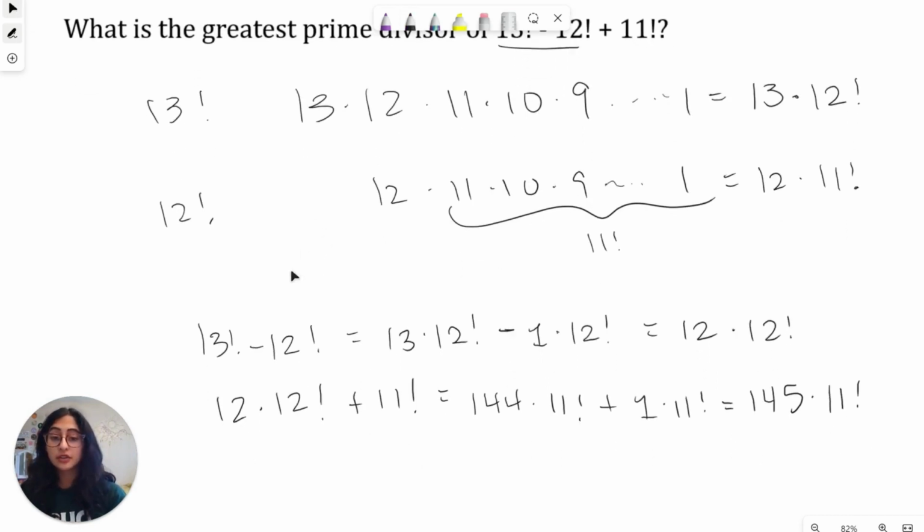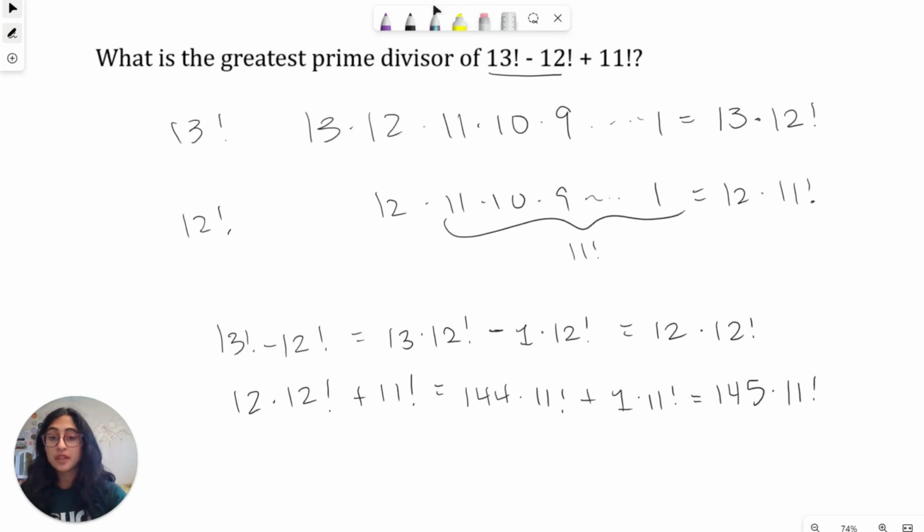To find this, we're going to have to do the prime factorization of this number. For 11 factorial, we know the greatest prime divisor. 11 factorial is just 11 times 10 times 9 times 8, and so on. So the greatest prime divisor is going to be the greatest prime number in there. That's 11. But let's break down 145 because there could be a bigger prime number inside of that factor. 145 is equal to 5 times 29. And 29 is actually a prime number, and it's bigger than 11. So our greatest prime divisor is going to be 29.